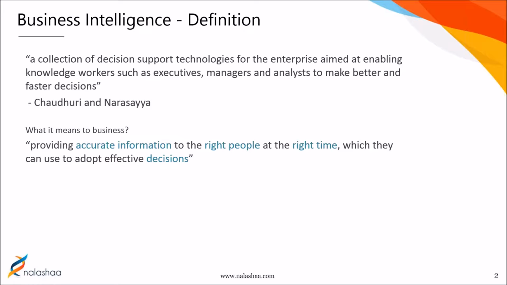But to be crisp and concise, what does it mean to a business? In simple terms, all we are trying to say is business intelligence is a way of providing accurate information to the right people at the right time so that they can make effective decisions. Here, the key emphasis is on having accurate information provided to the right people in a timely manner so that they can take effective decisions. So at a high level, this is what business intelligence is, and that is what we are going to talk about in the presentation.